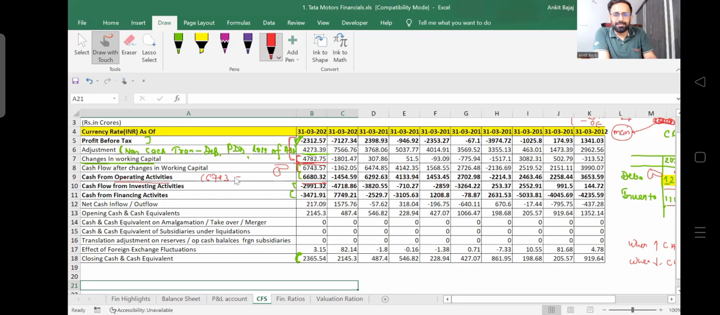And their tax amount is approximately 60 crore rupees. So they are reducing their tax amount from here, right? And they got the value that is cash flow from operating activity. Now, what is investing activity?